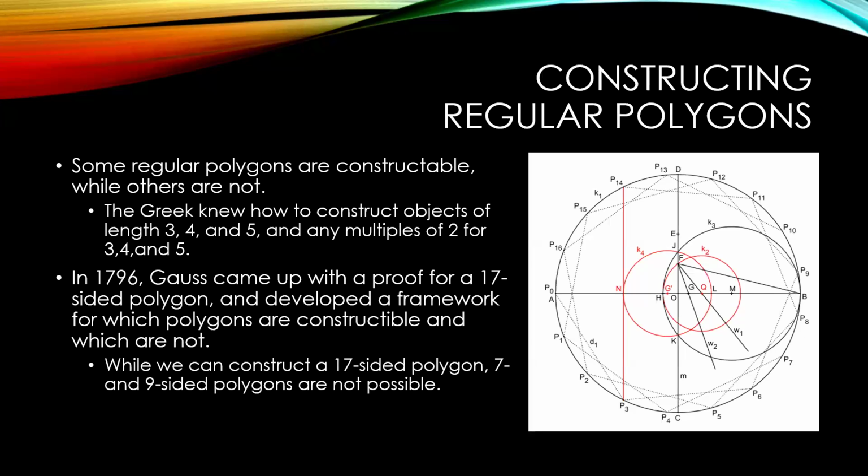But what about others? Well, Gauss came up with a proof for a 17-sided object back in 1796. And this was really the first big advancement for Euclidean geometry in like 2,000 years. And so it was kind of a big deal. In addition to this 17-sided object that he made, he also showed which sides it's possible to make and which polygons it's not possible to make. And so you can construct a 17-sided polygon, but he was able to prove that a 7 or 9-sided polygon are not possible. And again, that's kind of a big deal. How do you prove something like that? Well, this was the first big advancement in Euclidean geometry in a long time.